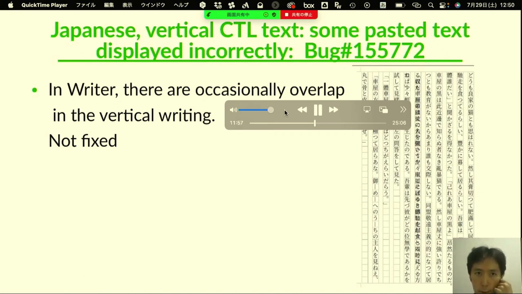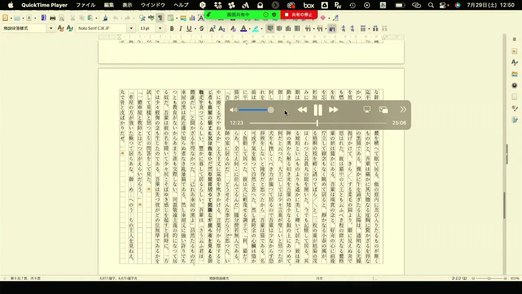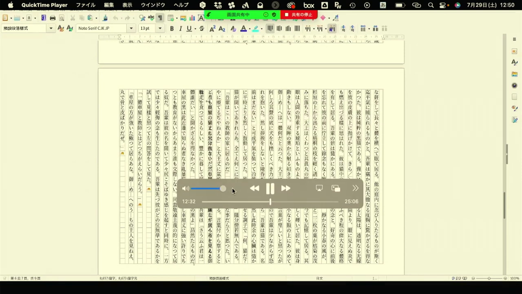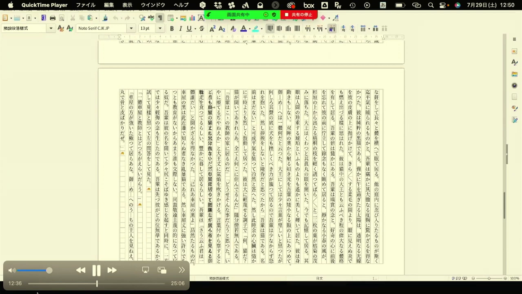Okay, and this case is Japanese vertical writing in Writer. There is an overlap in the vertical writing. It's not fixed. This is also an overlapping problem. It's only vertical writing and on the Linux OS. So maybe it's a rendering issue. And when I click this, now there's no problem, no overlapping.